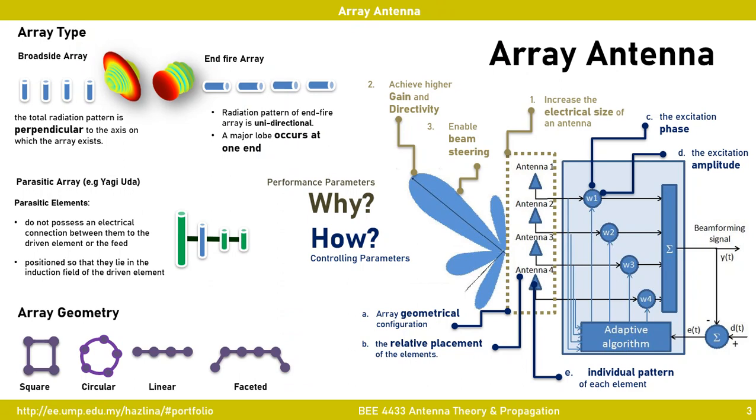Another influencing factor in an array design is the array geometry, which can come in the form of one-dimensional array, linear array, and two-dimensional arrays, square and circular arrays, as well as three-dimensional array, the faceted arrays. Before we go into the details, note that the total radiation pattern of an array antenna is heavily influenced by the radiation pattern of each element and the array factor, as shown here.